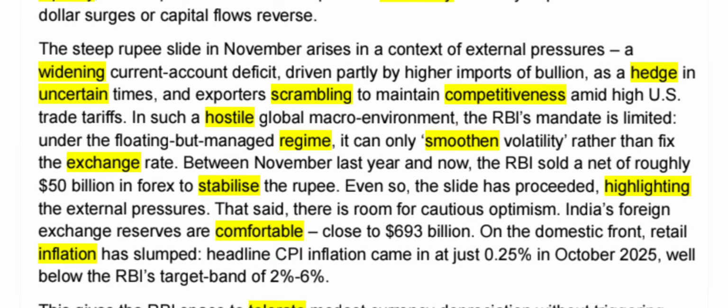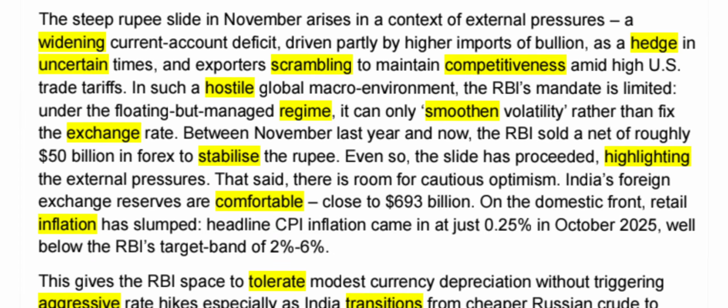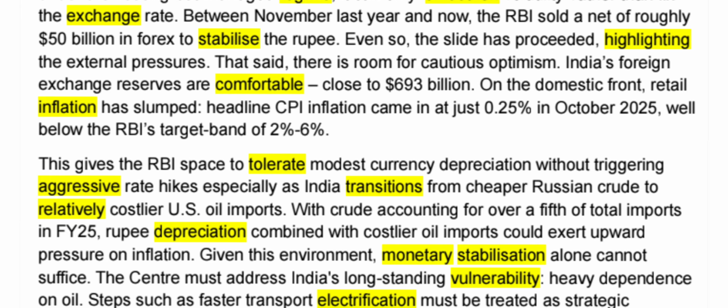That said, there is room for cautious optimism. India's foreign exchange reserves are comfortable, close to $693 billion. On the domestic front, retail inflation has slumped; headline CPI inflation came in at just 0.25% in October 2025, well below the RBI's target band of 2% to 6%.